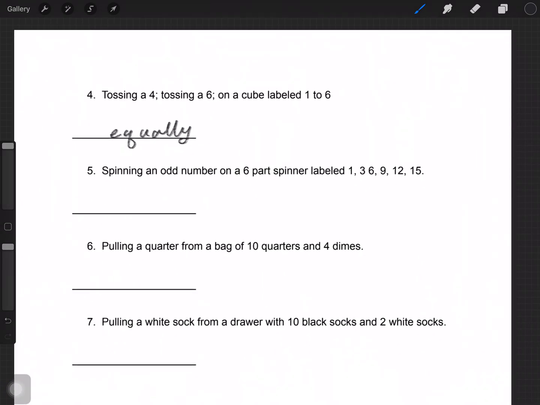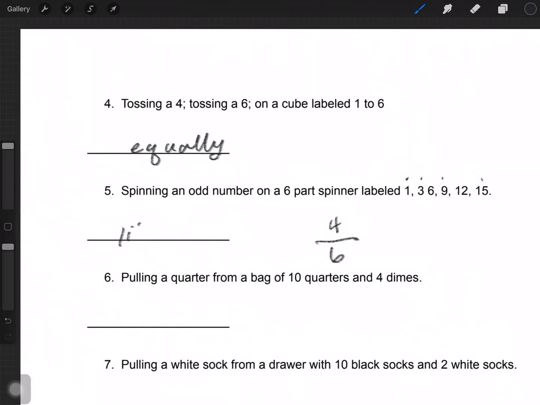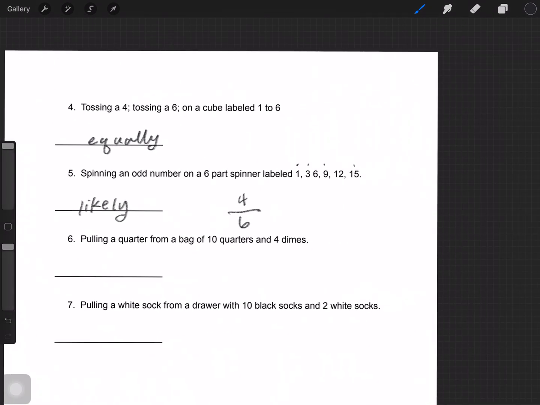Number 5 says spinning an odd number on a 6-part spinner labeled 1, 3, 6, 9, 12, and 15. So we know that we have 1, 2, 3, 4, 5, 6. An odd number would be 1, 3, 9, and 15. So it'd be 4 out of 6, so it is pretty likely. If it's over half, then it is pretty likely. And 3 is half. And so I think that's where we'll end it for today.